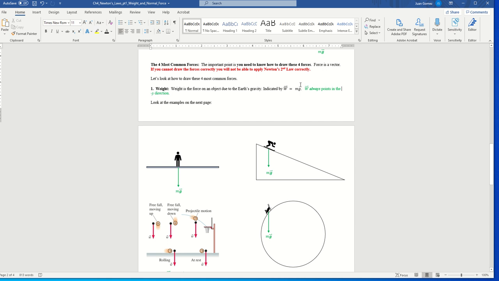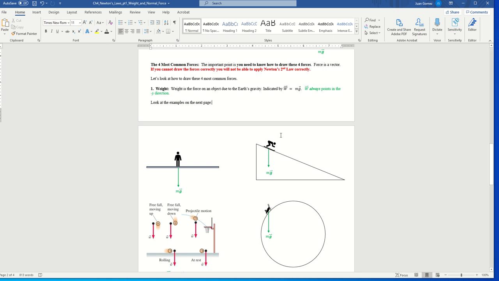Remember, g is a vector. g is an acceleration. Force and acceleration are vectors. So you have W vector equals m g vector, and remember, mass is a scalar. Mass has no direction associated with it. Now notice W always, 100% of the time, points in the negative y direction, because the acceleration due to gravity is in the negative y direction. So if W equals mg, W darn well better be in the negative y direction.